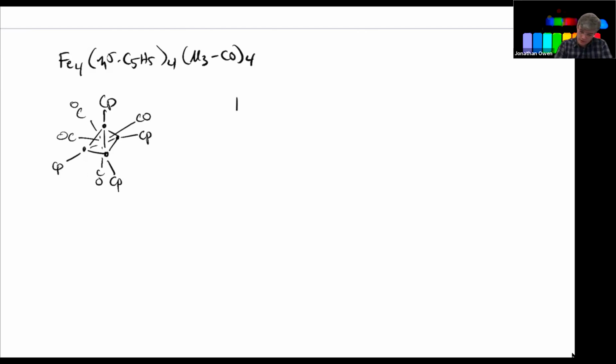So let's do it from the perspective of one iron here. How many electrons for iron? Iron, ruthenium, osmium. They all have 8. One iron has got a CP, that's got 5. How do we do this mu3CO? Well, there's 3 of them, and there's 2 electrons spread between 3 metals. Two electrons that way. And then you have 3 bonded irons, and that's 3 electrons. That's 18 electrons.